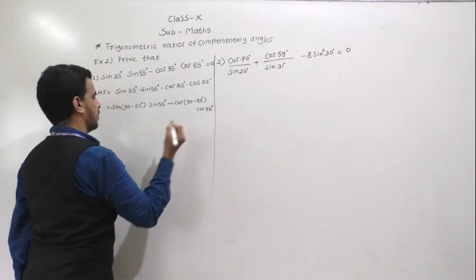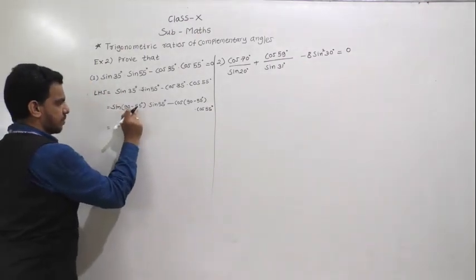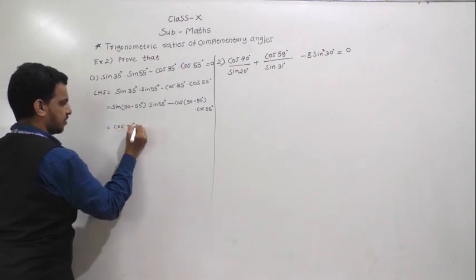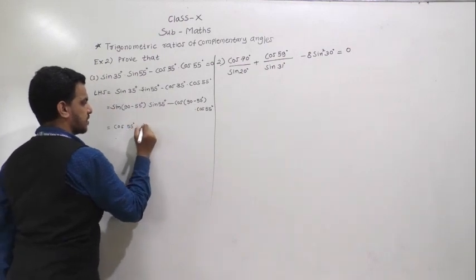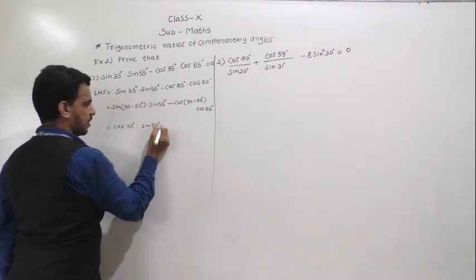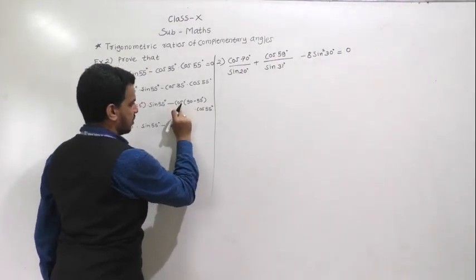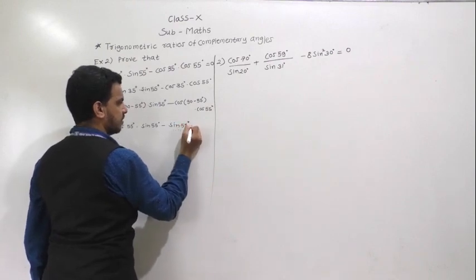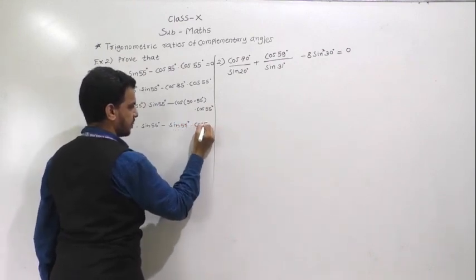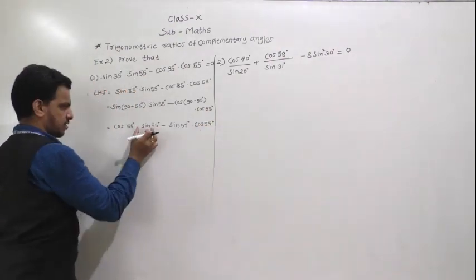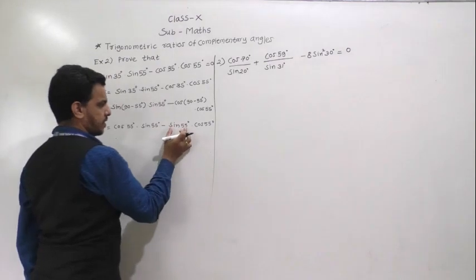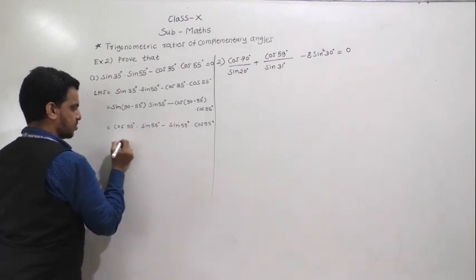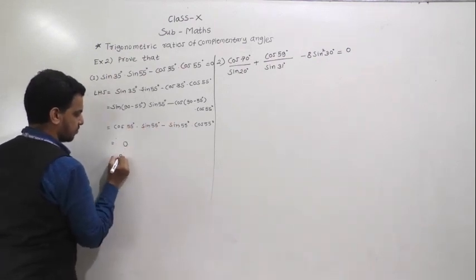Now sine of 90 minus theta is cos theta, so it is cos 55 degree into sine 55 degree as it is, minus cos of 90 minus theta, that is sine theta, so it is sine 55 degree into cos 55 degree as it is. Now see these terms: sine 55 into cos 55 minus sine 55 into cos 55. These two terms are the same, so their subtraction is 0, which is equal to RHS.